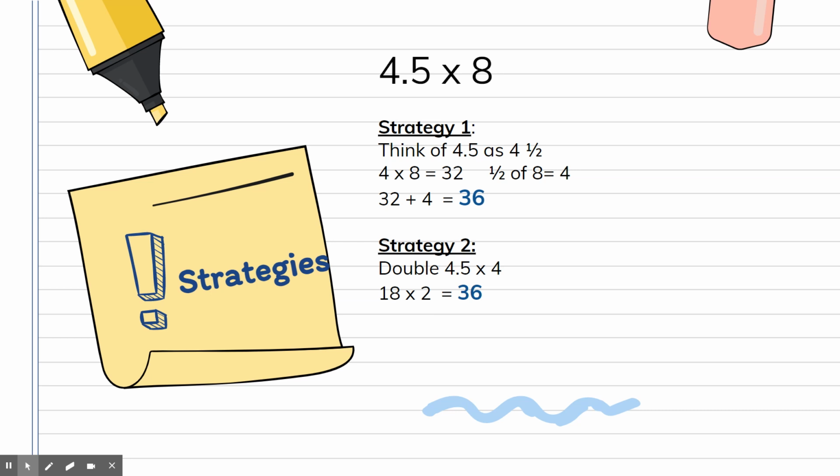I can use the strategy of double it again. So I could think, okay, well, 4.5 doubled is 9, 9 doubled is 18, but this is times 8 this time. So I'm taking that last number I had of 18, and I'm just doubling it one more time, and so 18 doubled is 36.